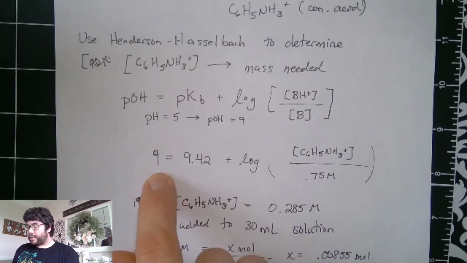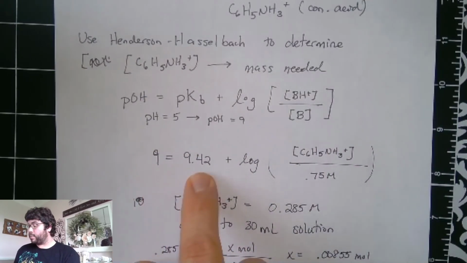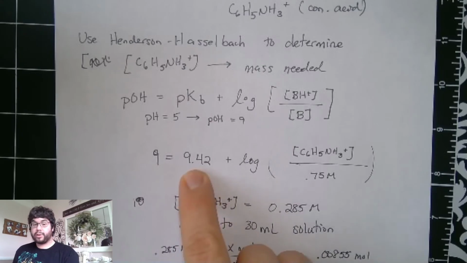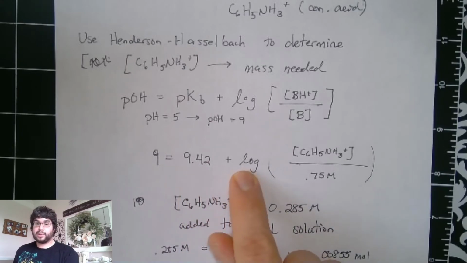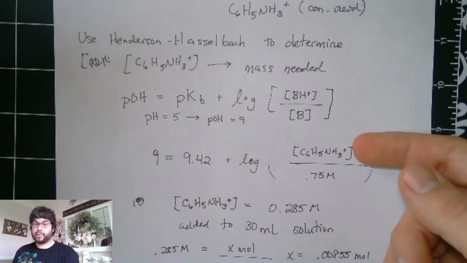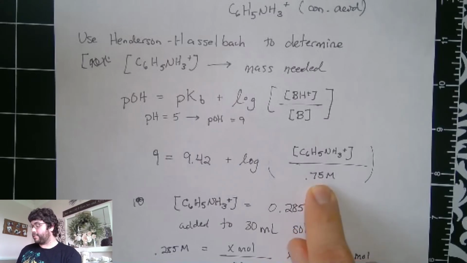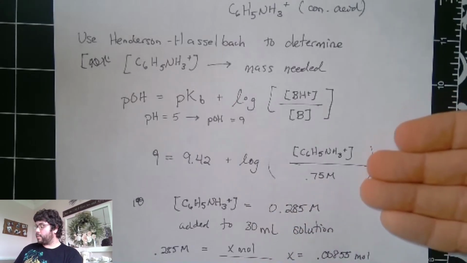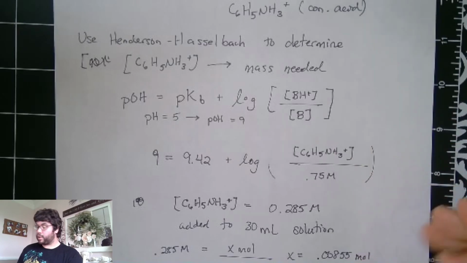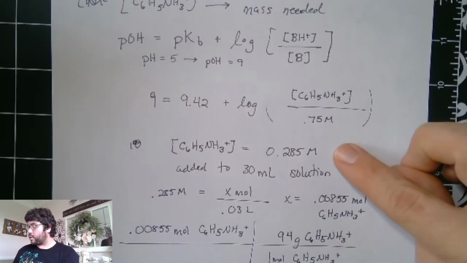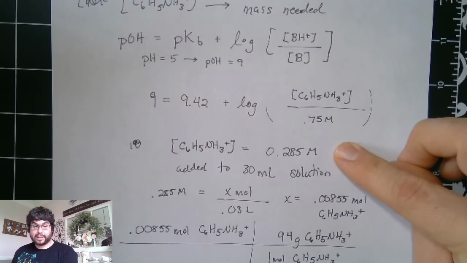Anyway, 9 for the pOH is going to be equal to the pKb of aniline, which we calculated earlier is 9.42, plus the log of the concentration of our conjugate acid divided by the concentration of the base, which was given to us earlier as 0.75. And so from here, what I'm going to do is do a bunch of math to figure out the concentration that the conjugate acid needs to be.